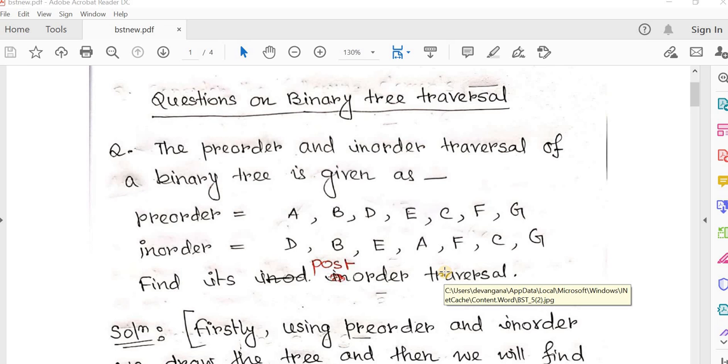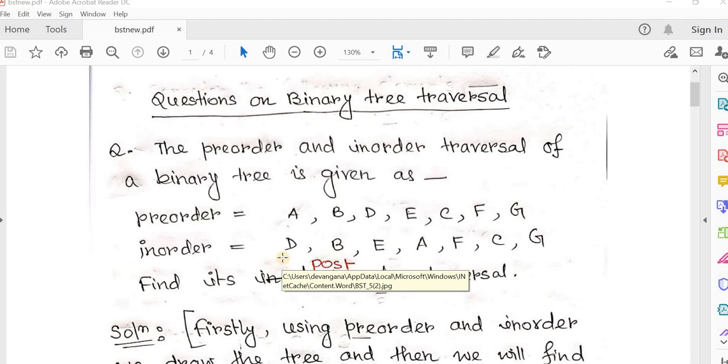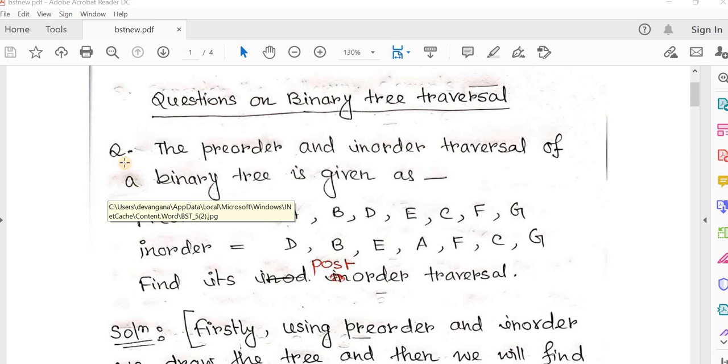In the previous classes we have already learned what is a binary tree, what are the different types of binary trees, and most importantly the traversal of a binary tree. So today we will discuss some very important and interesting questions that come in your exam, which are very interesting and scoreable. So let's start.